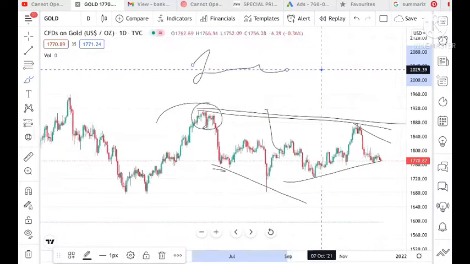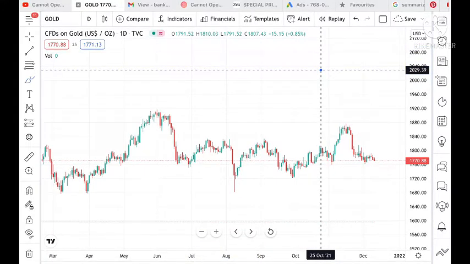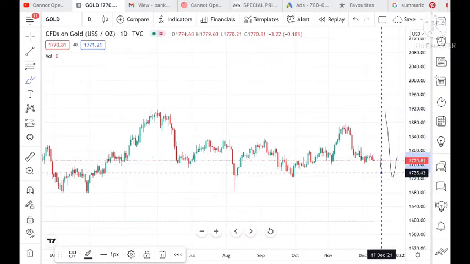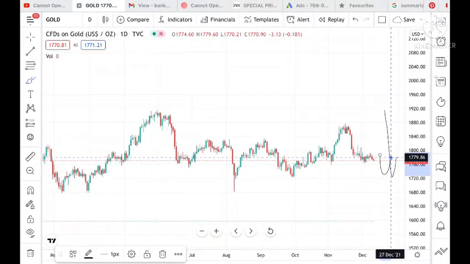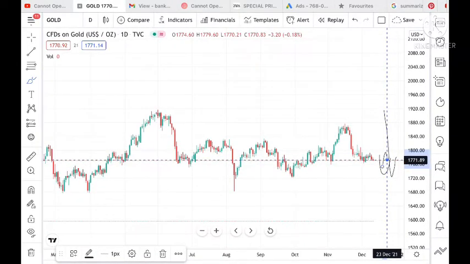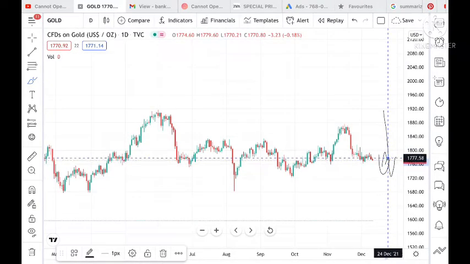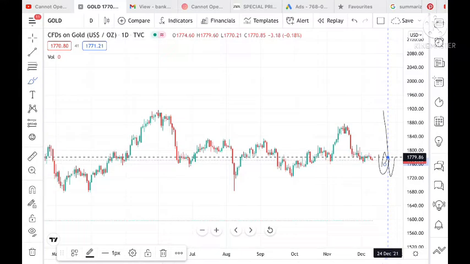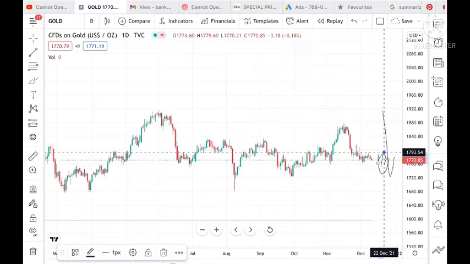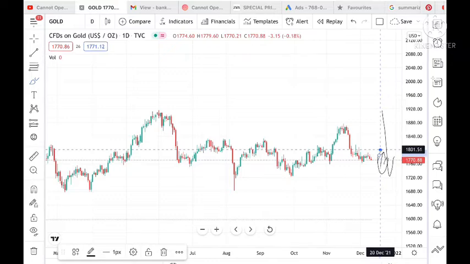Now suppose the price sustains this level, then we can see that it can go and touch a level of 1779. Before that, if it stays above 1770, then it can go and touch 1779, and if the price sustains above this level, then it can go further upside to a level of 1793. And if it stays above more than this, then it can go and touch a level of 1801.